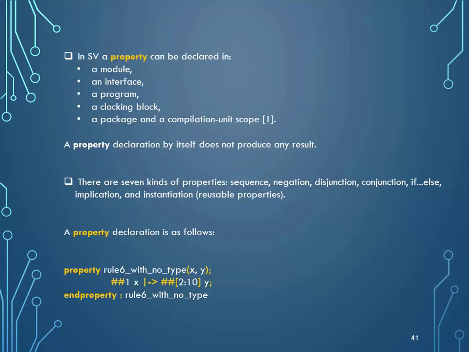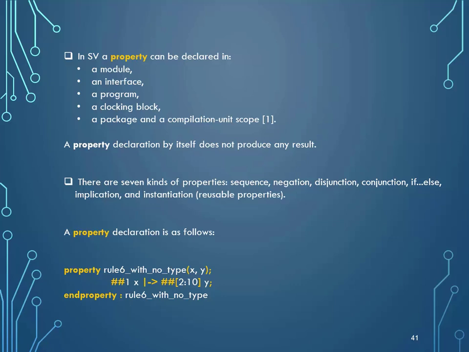SVA property can be defined in a module, interface, program, clocking block, package, and compilation unit scope. One of the things that we have found out through experience is that the most useful place to define properties is embedded into the interfaces. Interfaces between anything you want to communicate: one block to another block, one IP to another IP, and this interface can be a standard interface or just an intermediate interface inside a module as well.